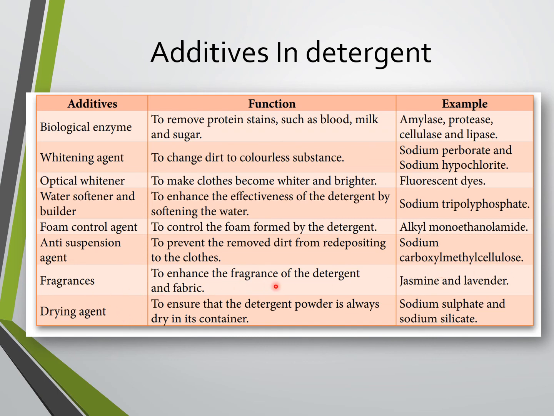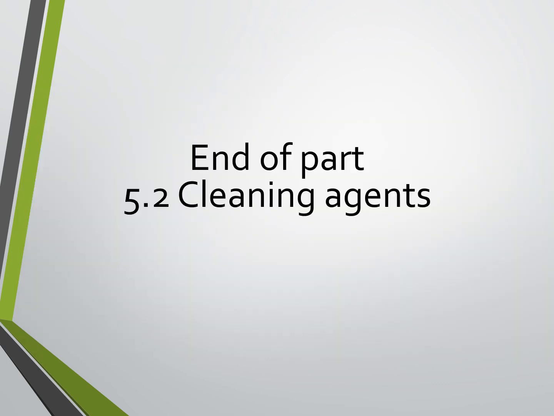Fragrance enhances the fragrance of the detergent and fabric. Example, we have jasmine, lavender, but I prefer the lemon, maybe the citrus fruits. Drying agent ensures the detergent powder is always dry in its container. I think this one is special for the powder form of detergent. So example, we have sodium sulfate and sodium silicate. That's the end of part 5.2, cleaning agent. Thank you.